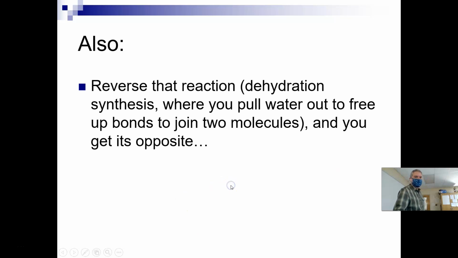Before we move on to generalized chemical reactions, I am going to mention one more specific chemical reaction. What's the one you know already? It's the only way we put things together. It's called dehydration synthesis. Well, it has an opposite. Was that in one of your worksheets? Yeah. What's the opposite of dehydration synthesis? It's called hydrolysis. So let's just mention that.